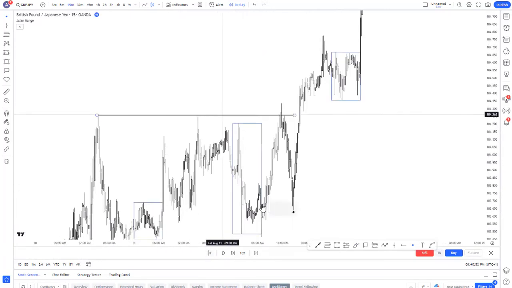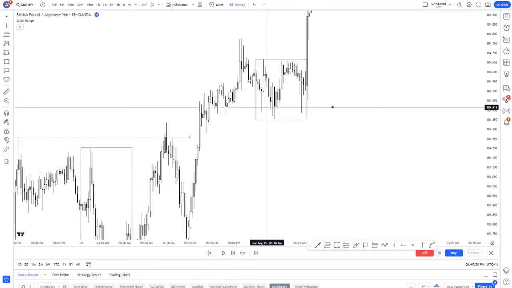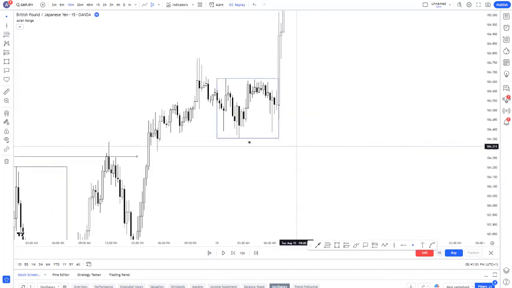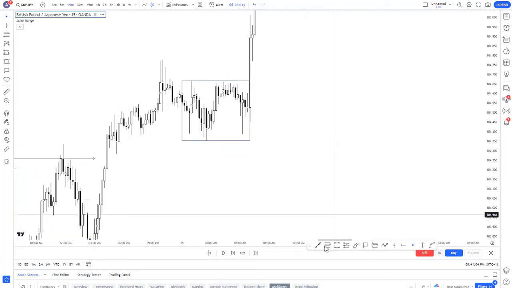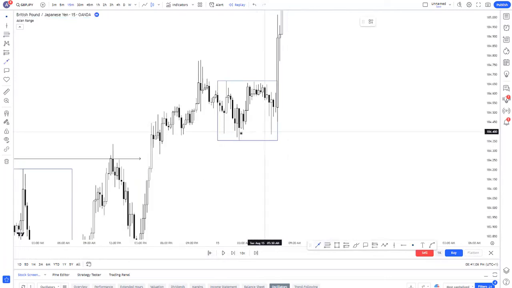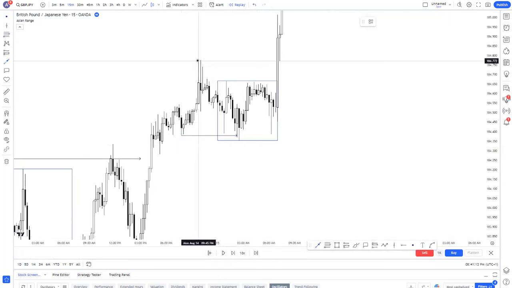What happened? Our low is here. But I was not using this low. I was working with this range that was printed here. Right? So on Tuesday, during the Asian session, we had a sweep. We had a break of structure to the upside.